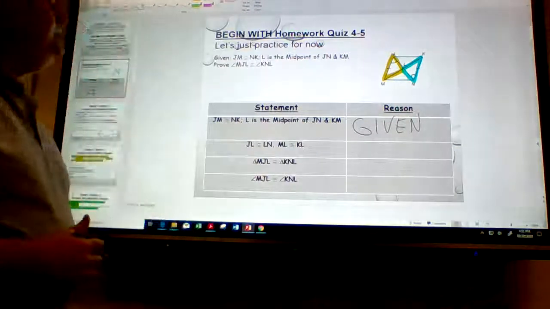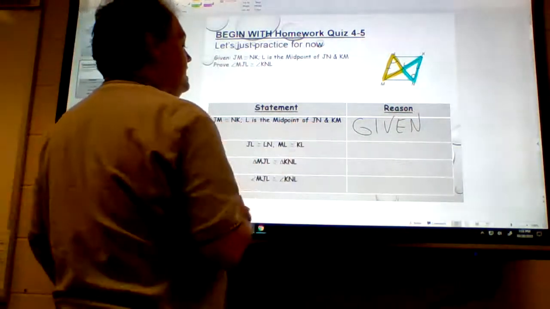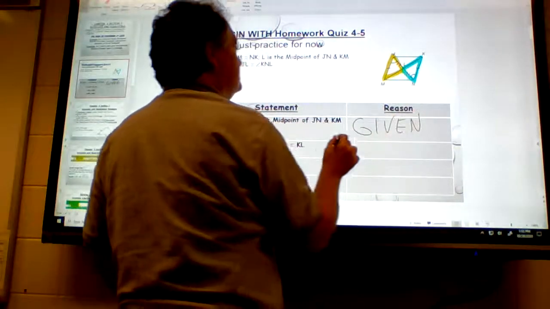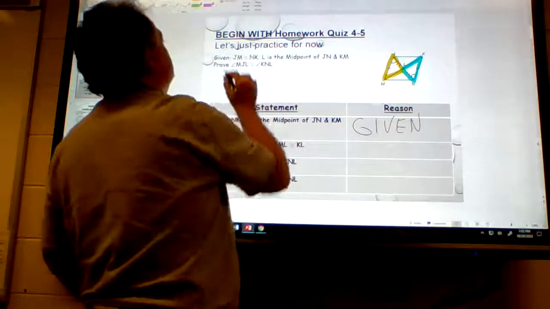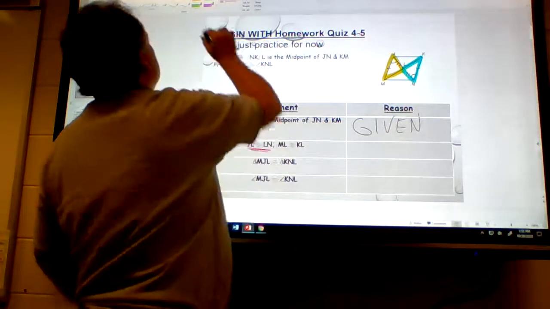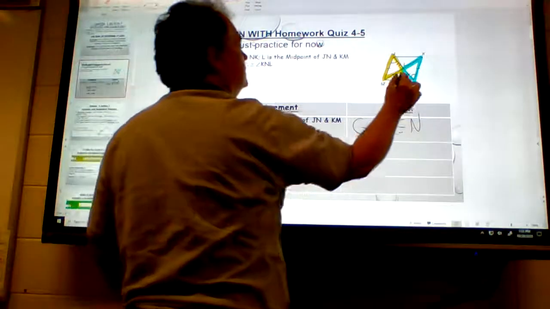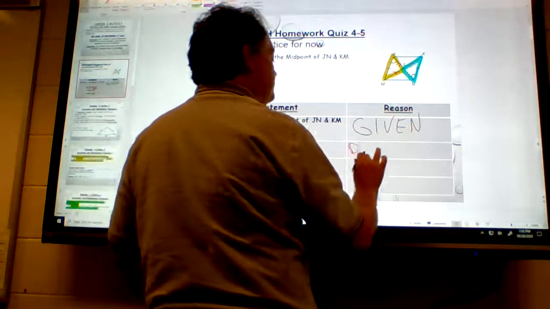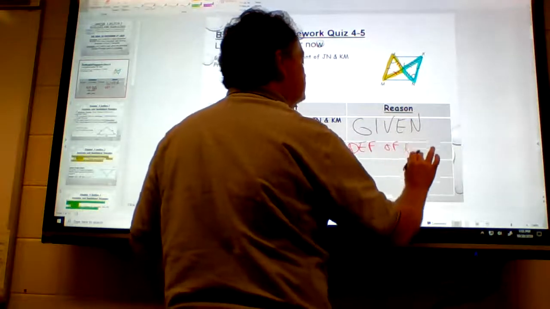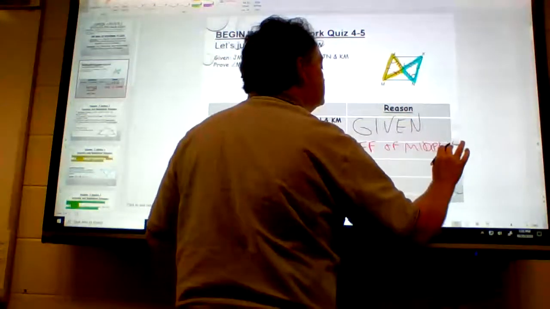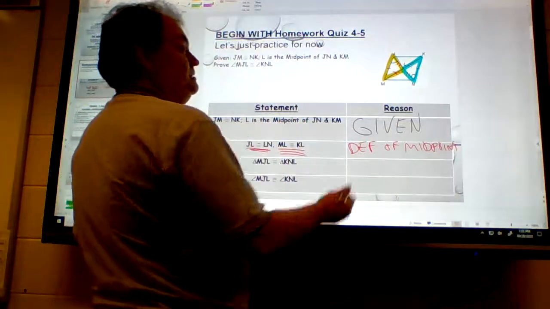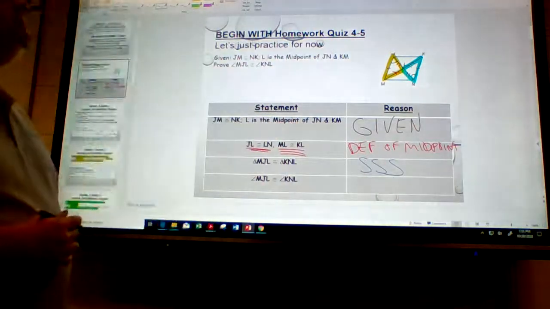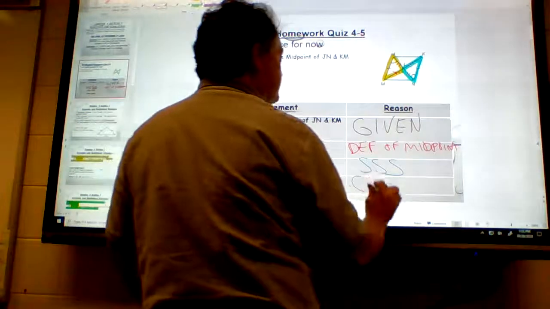As you know, the next part says that L is the midpoint of both JN and KM, then that means it splits them, and L is the midpoint. So these two are congruent, and these two right here are also going to be congruent. And that is by definition of a midpoint. Which basically is enough to prove that the triangles are congruent by side, side, side. Then you can prove any remaining parts are congruent by CPCTC.